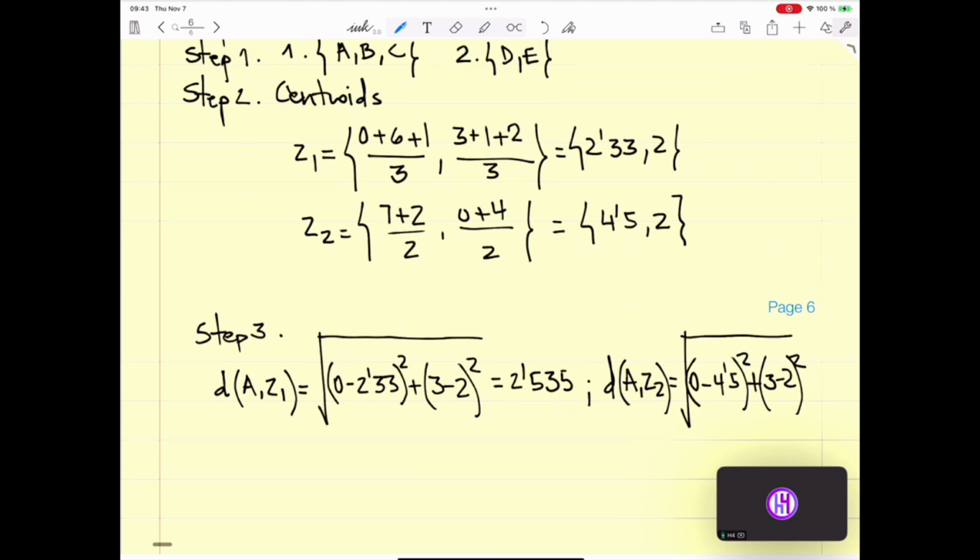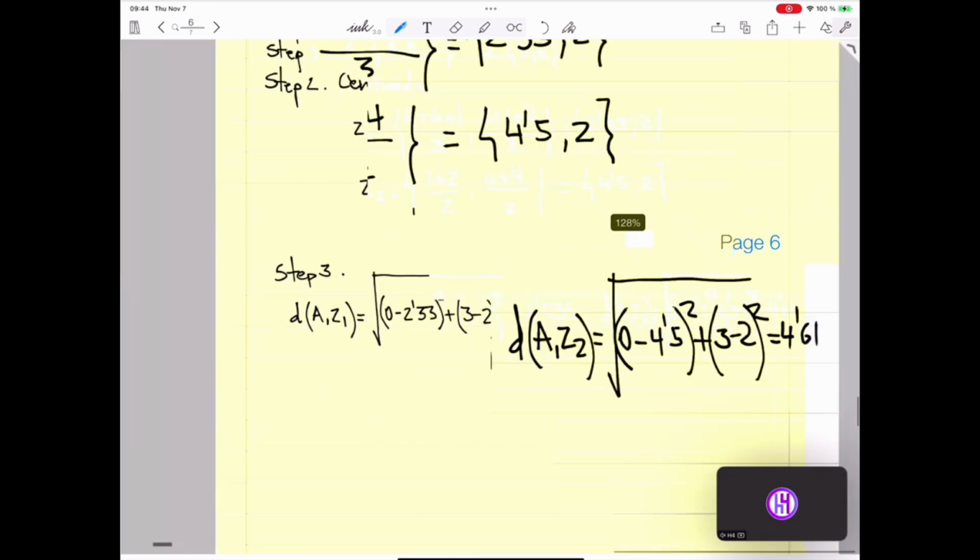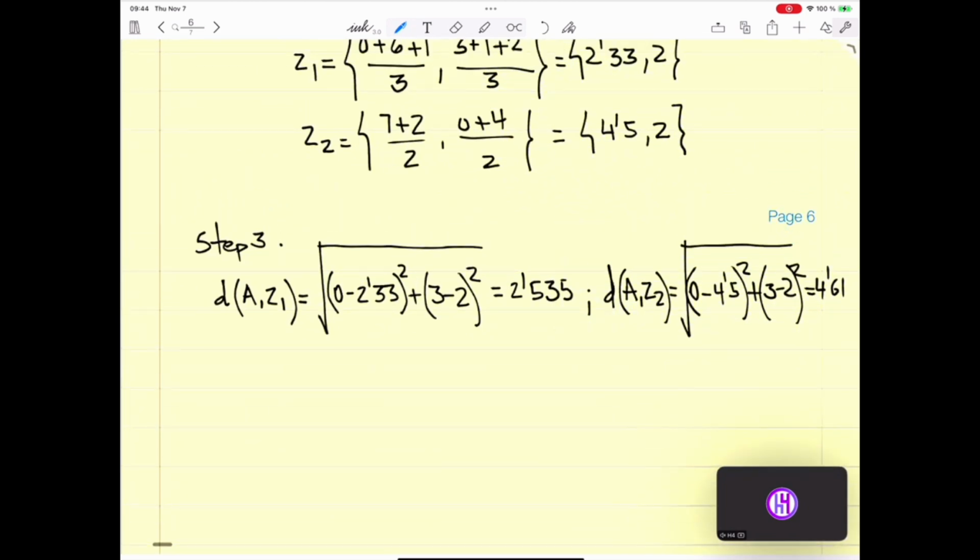Does anybody have a problem with this? Yes or no? Just calculating the distance between 2 points. It should be straightforward, right? If it's not, tell me. Because this is going to be asked in the exam, okay? I'm definitely going to ask this. So you need to be able to do it in an agile manner.